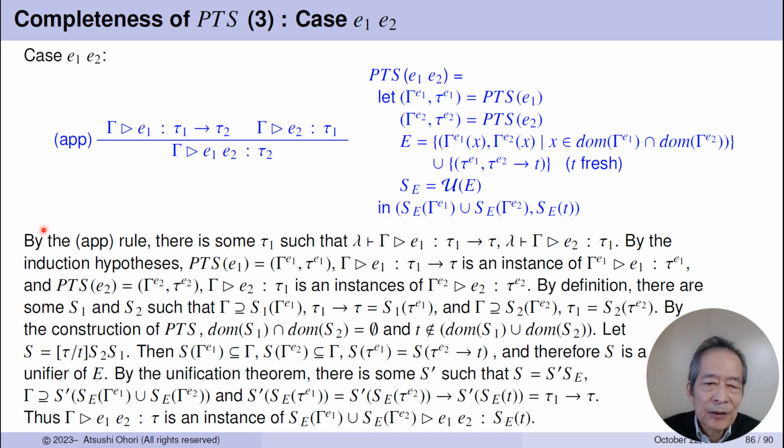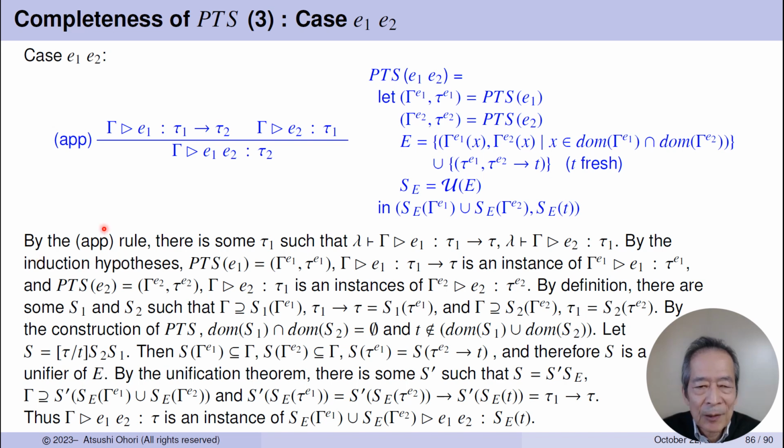Then we need to show that, given a derivable typing for E1 E2, it is an instance of a principal typing returned by this expression. That is our obligation. So we first need to show that this succeeds with some principal typing. Now, we start reasoning about the given derivable typing.